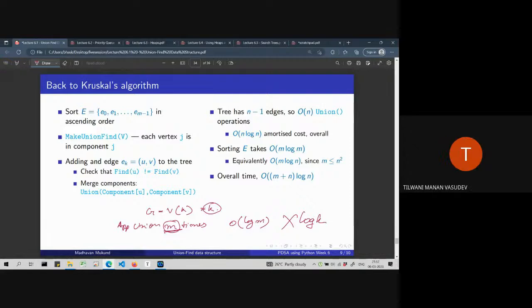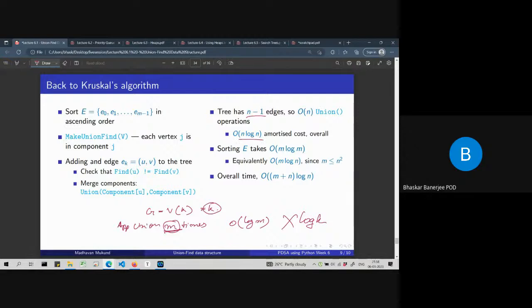Okay. Now comes the factor that, okay, I am doing it n minus 1 times, since in order to make a tree, how many edges would be there? A tree has n minus 1 edges. So if n minus 1 edges are there, I would repeat the union operation n minus 1 times to join each edge. And since I'm doing union itself for order n time, n minus 1 means order n time. So then it is order n log n.